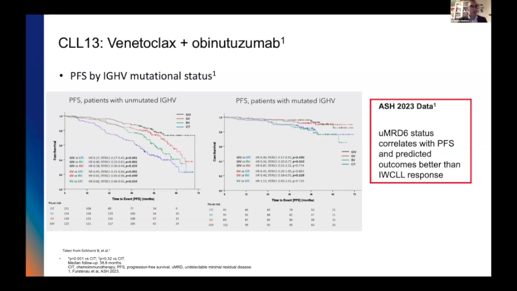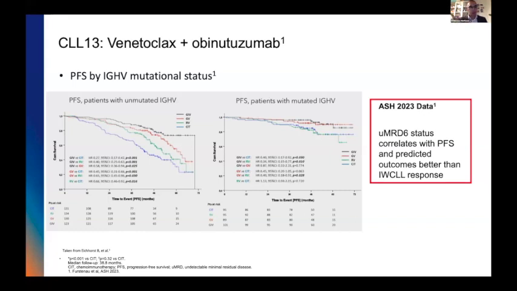interesting to see. This is obviously not powered to demonstrate this difference because this is a subgroup analysis, but interesting to follow this up and see if this may be a group where the use of the triplet might offer a significant benefit.